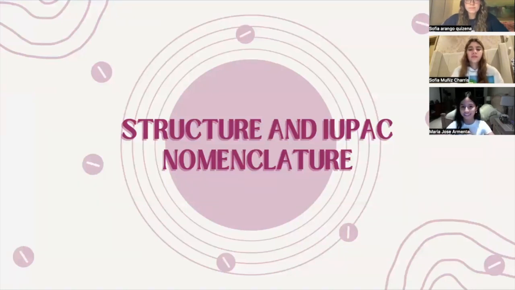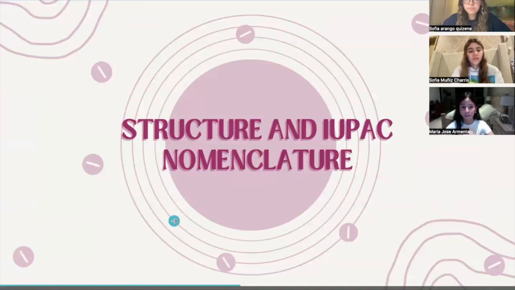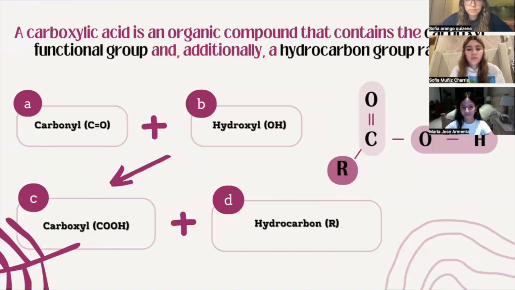Now, of course, this is a very difficult and complex topic. However, properly understanding and internalizing the structure and IUPAC nomenclature promise to facilitate this process. Now, we will begin to understand the structure of carboxylic acids. Carboxylic acids are organic compounds that contain the carboxyl functional group and additionally a hydrocarbon group radical. Now, this must seem abstract, but we can understand it by its components.